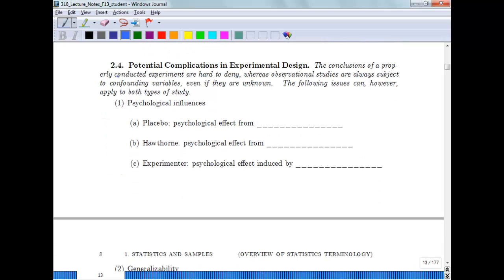Okay, and I think last topic, potential issues in experimental design. This is not covered in the book, so I just want to give you a few things to think about. If you're doing human experimentation, which is less frequent in biology, but it's good to know about this, psychological influences can come in. There's a placebo effect, which is a psychological influence from non-active treatments. You've heard of the sugar pill.